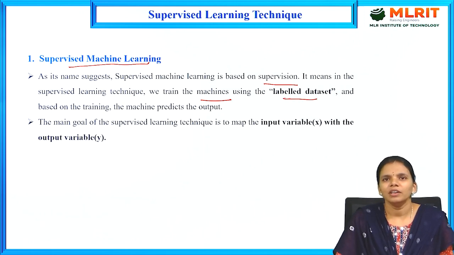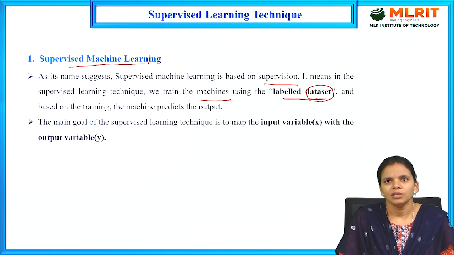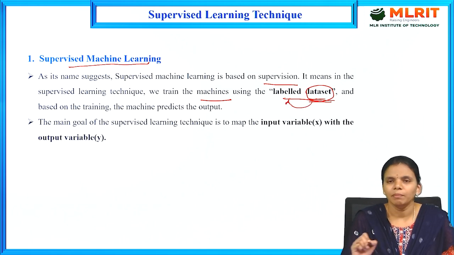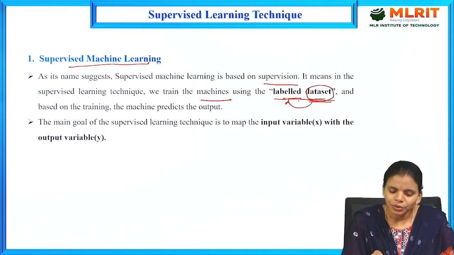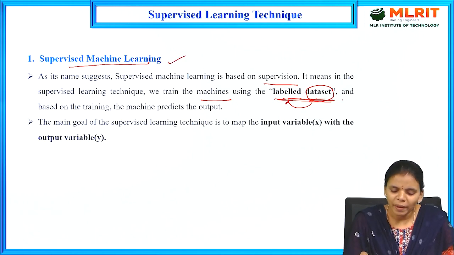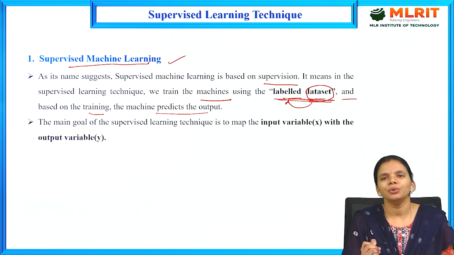When we are giving training to our computer system, we use a huge amount of data set to train the machine. Now in this supervised machine learning technique, we use a data set which is labeled by particular names. So what is a label? Giving some name to the data set. We are using a labeled data set in supervised learning technique, and based on this training, the machine predicts the output for the new problems or the new test cases.